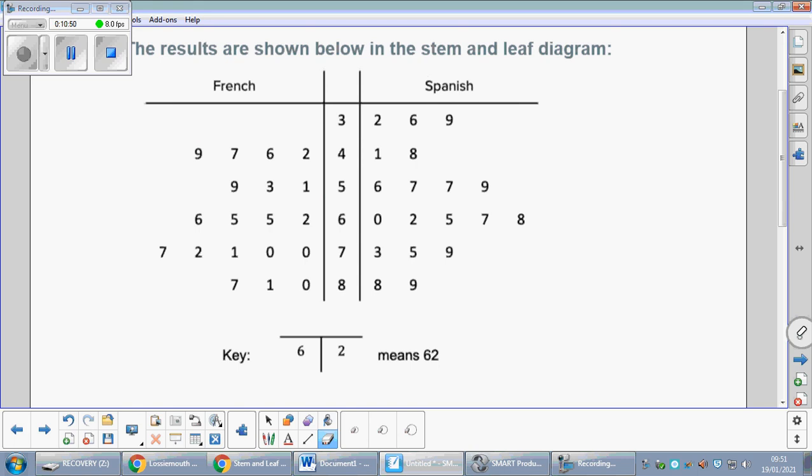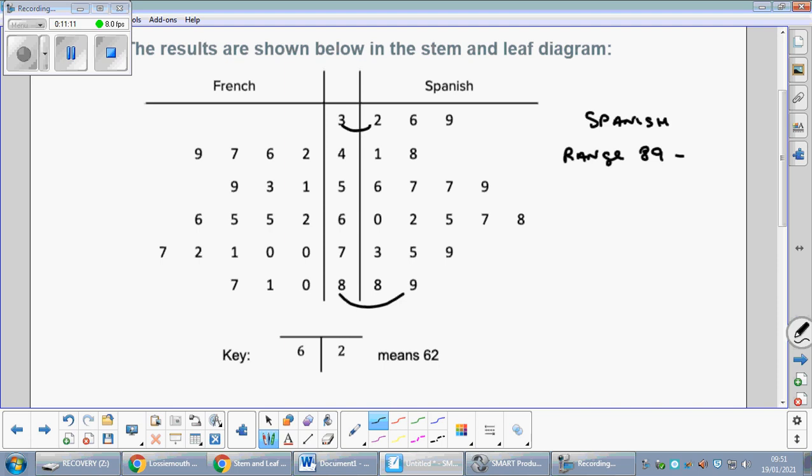Now, can we see what the range for Spanish would be? The range would be, what's the highest number in Spanish? 89, minus the smallest one, which is 32.